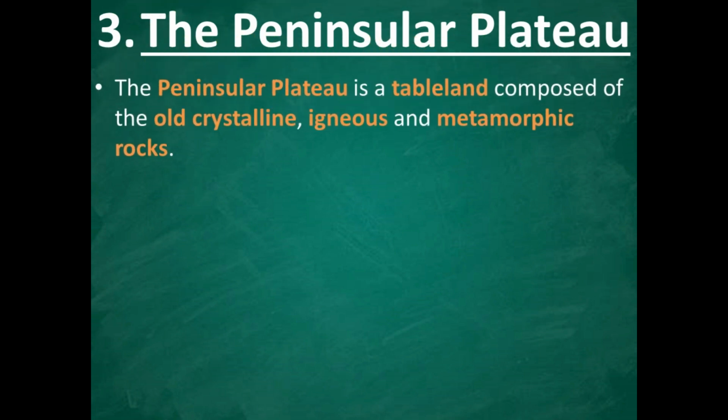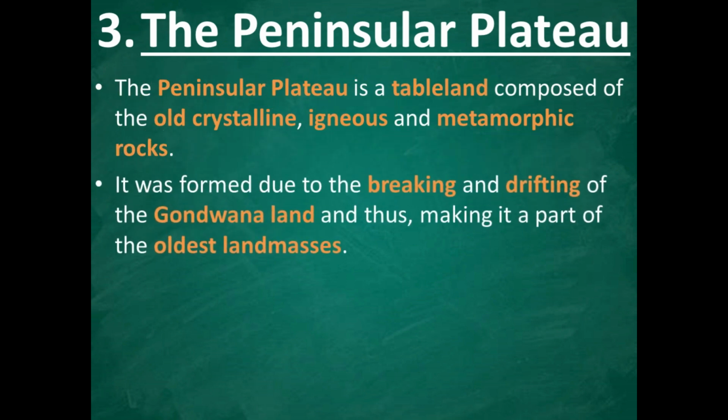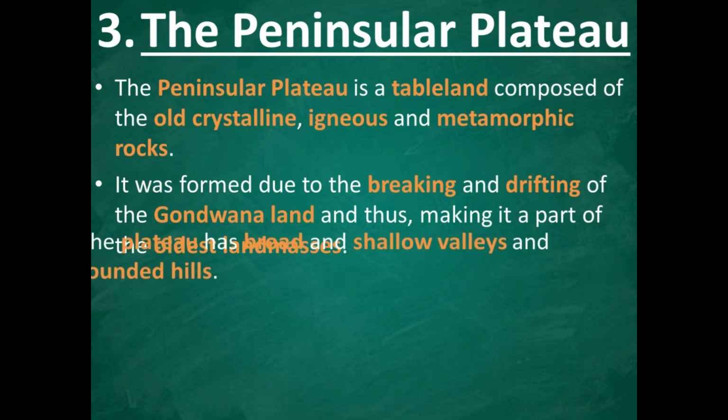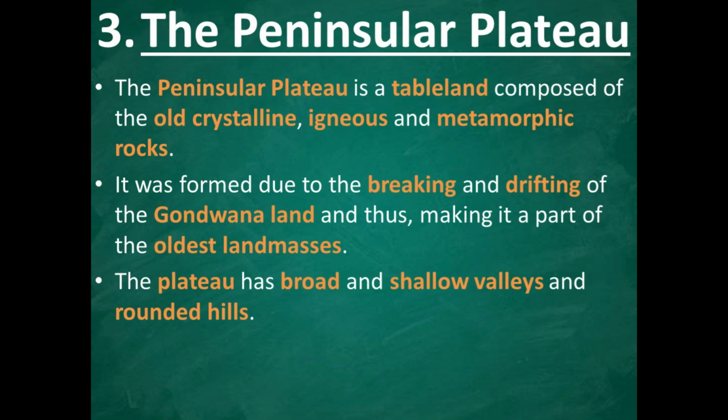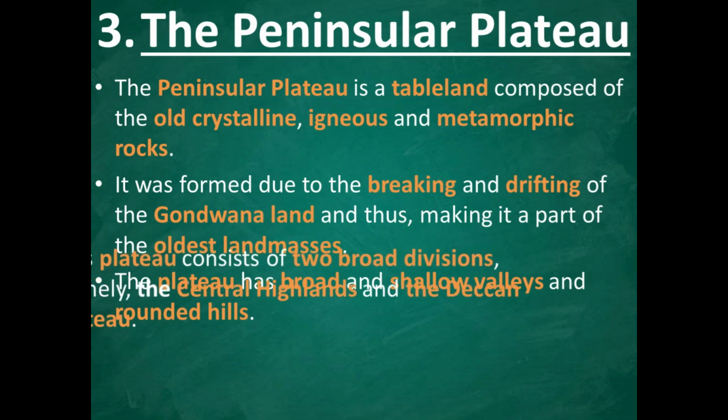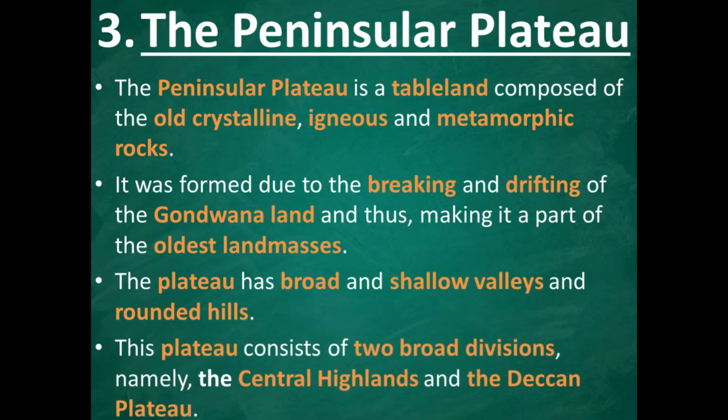The Peninsular Plateau is a tableland which is composed of old crystalline, igneous and metamorphic rocks. It was formed due to the breaking and drifting of the Gondwana land, thus making it a part of the oldest landmasses. The plateau has broad and shallow valleys and rounded hills. This plateau consists of two broad divisions, namely the Central Highlands and the Deccan Plateau.